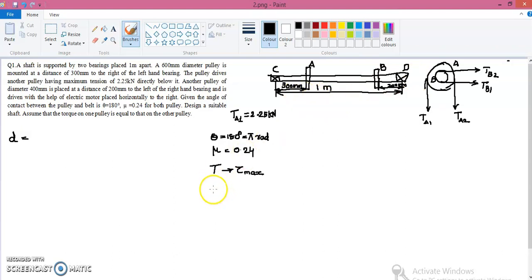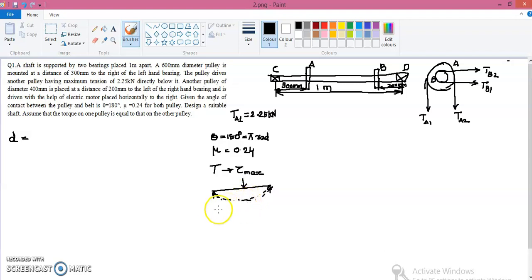So if I have a beam like this, and if it is supported at the two ends, and if I apply a load like this, the tendency of this beam is to deflect like this. So you can see here, this is the maximum deflection. The bending is maximum at this point.